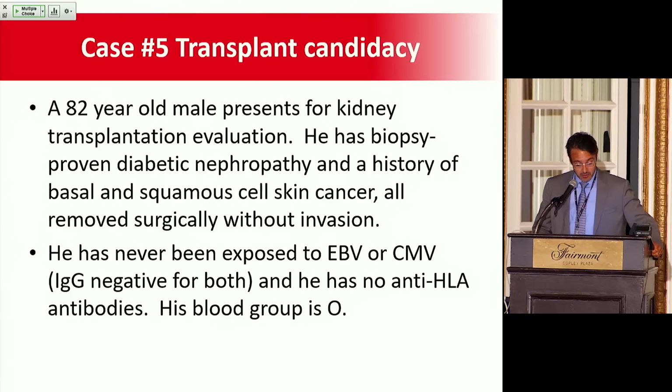Case 5, transplant candidacy. So we have an 82-year-old male who comes for a kidney transplant evaluation. I kid you not, there's a lot of 80-year-olds coming in now to be donors. Well, this is actually the recipient, but the donors is true as well. This is a biopsy-proven diabetic nephropathy patient who has a history of basal cell and squamous cell cancers, all removed surgically without any invasive features. He has never been exposed to EBV or CMV, and he has no anti-HLA antibodies. His blood group is O.